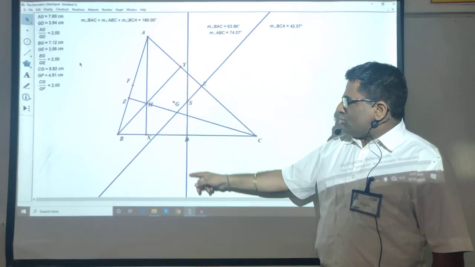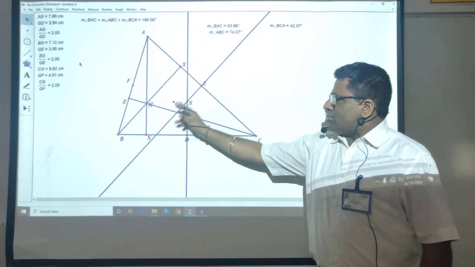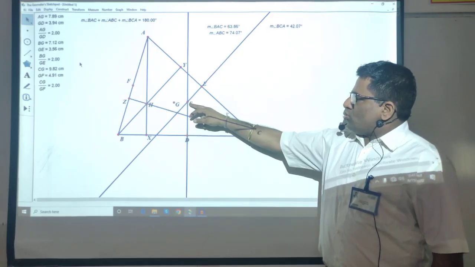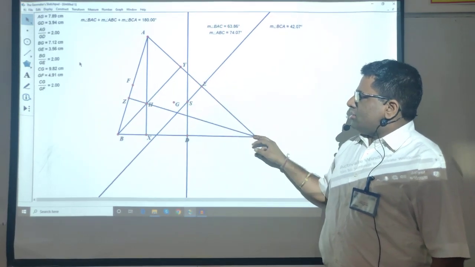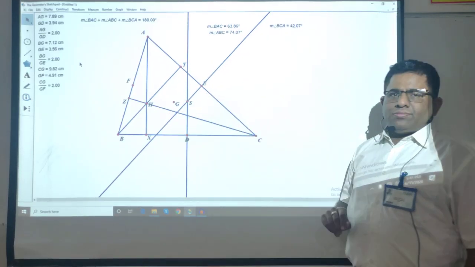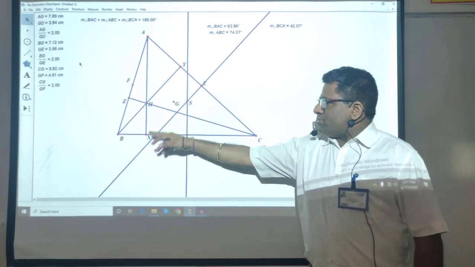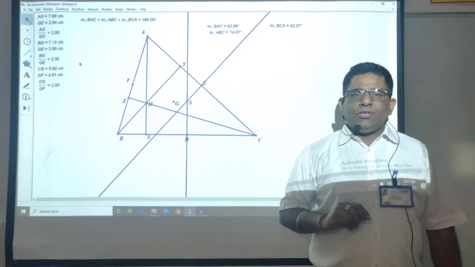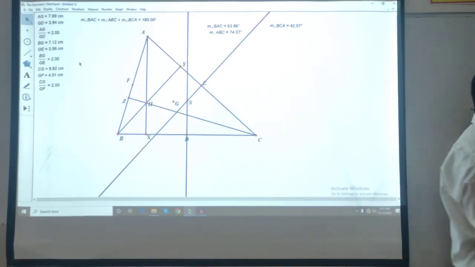So their point of intersection S lies on the perpendicular bisector of BC. So SB is equal to SC because S is equidistant from B and C. S also lies on the perpendicular bisector of AC. So it means S is also equidistant from A and C. That is, SA is equal to SC. From here, SB is equal to SC. From this line, SC is equal to SA. It means S is a point which is equidistant from the vertices of triangle ABC.